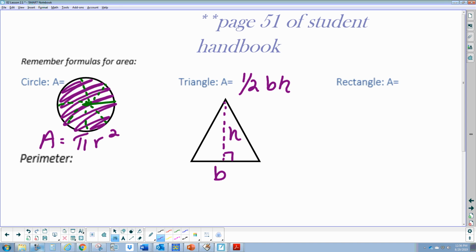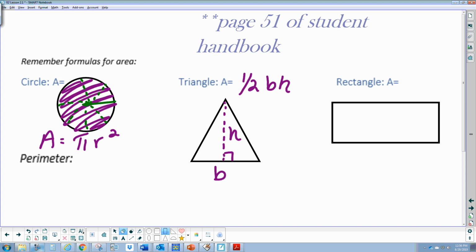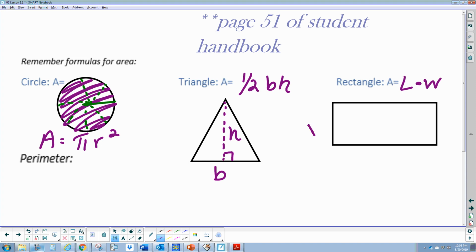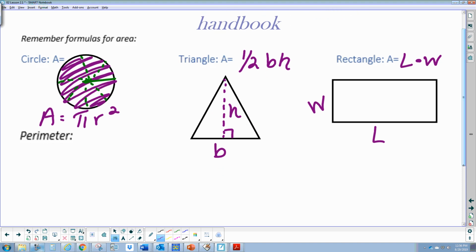And then the third one we're going to talk about today is the area of a rectangle. So here's your rectangle, and we describe area of a rectangle as length times width. It doesn't really matter which one you call length and which one you call width, but you will take the product of the length and the width. And then the last term I want to refresh in your memories is perimeter. Perimeter describes the distance around a figure.